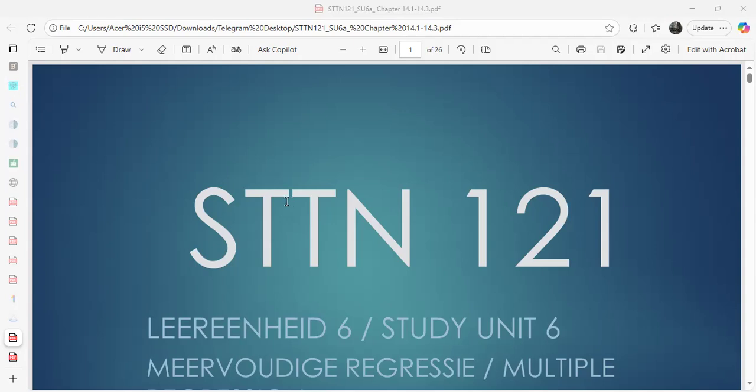Interesting chapter, this one. I know that all of you who are doing STTN 121 and STTN 124 did STTN 111 last semester. From STTN 111, you did the regression, linear regression. I hope you all remember that chapter, where you were given the table, the X and also the Y, the independent and the dependent variables.